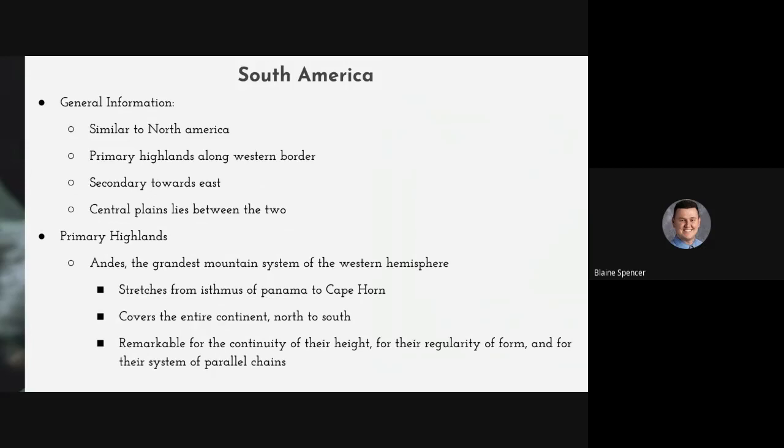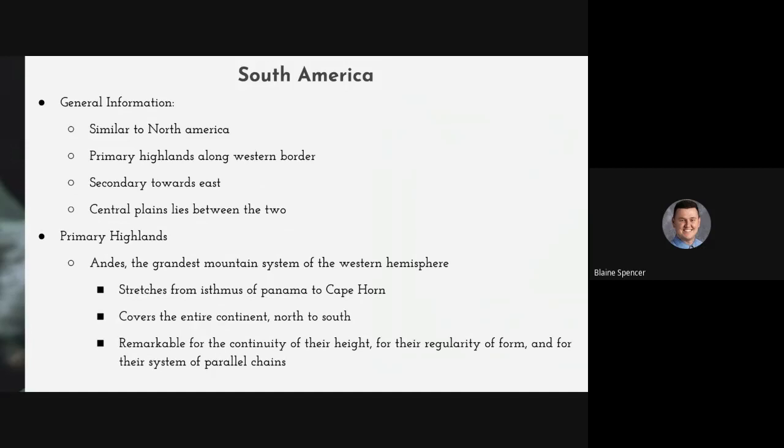We'll look at a map here in a second. But we see that it's going to basically extend through the entire continent, from the Isthmus of Panama to Cape Horn. What we see is that it's basically almost going to be a continuation of the Rocky Mountain system. It's going to pick up where it leaves off, and it's going to go through South America. It's going to cover the entire continent from north to south.